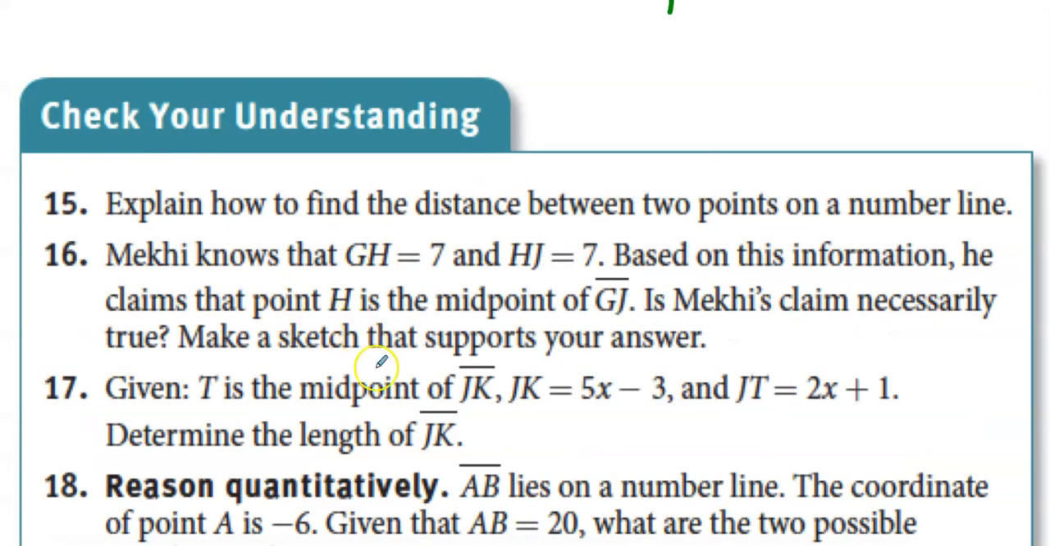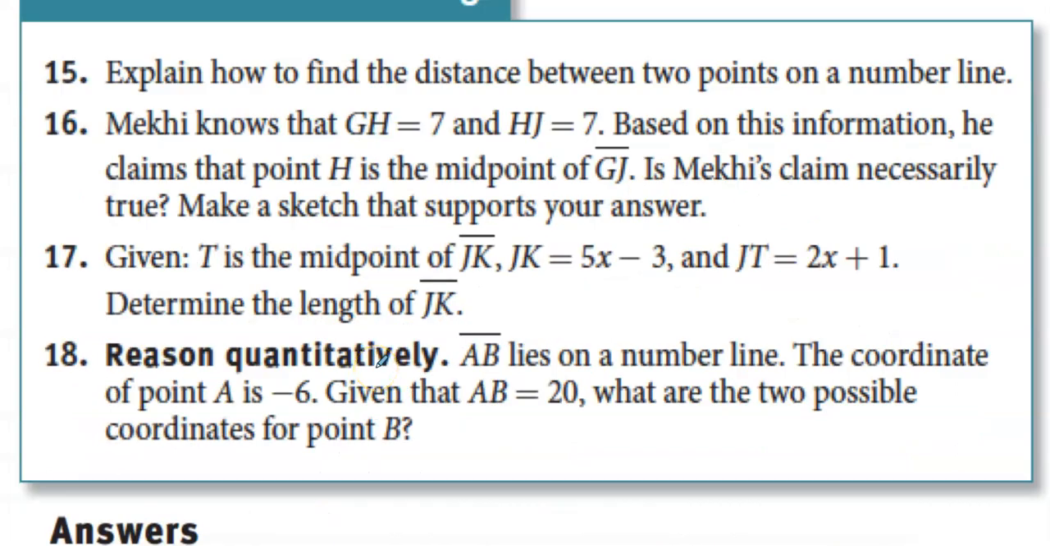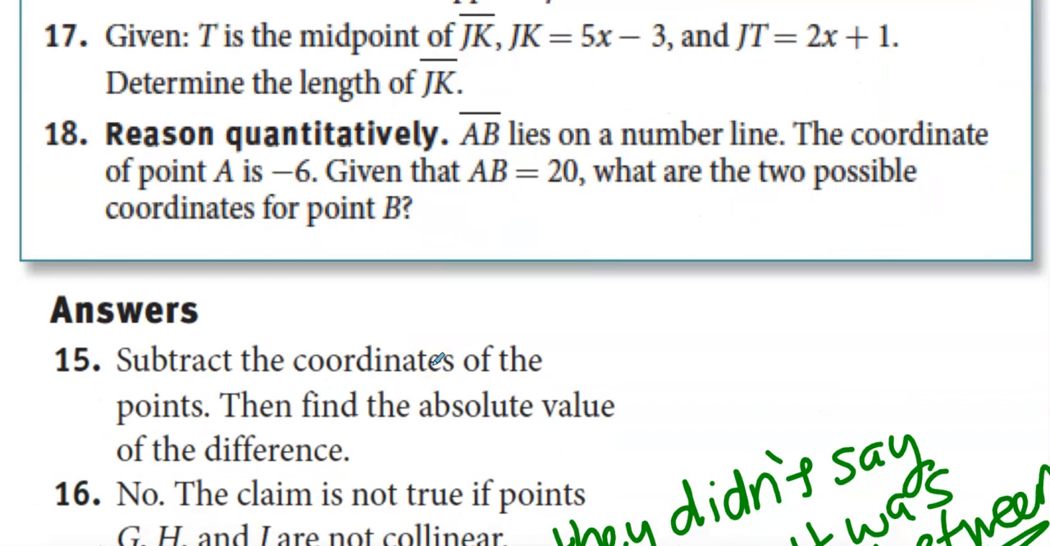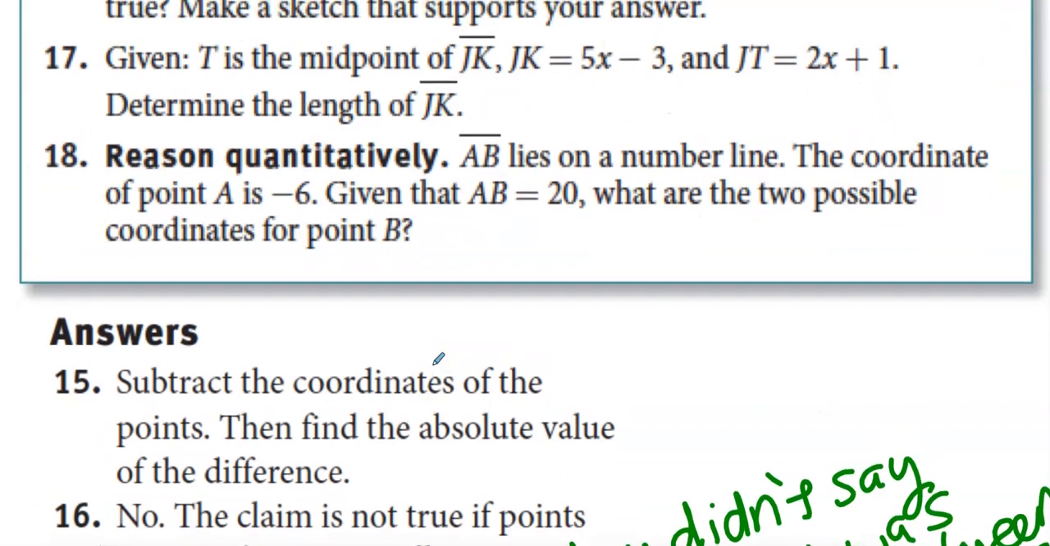So let's go over our answers to 15. It says, how can you find the distance between 2 points on a number line? The answer is to subtract the coordinates of the points and make sure you're taking the absolute value.